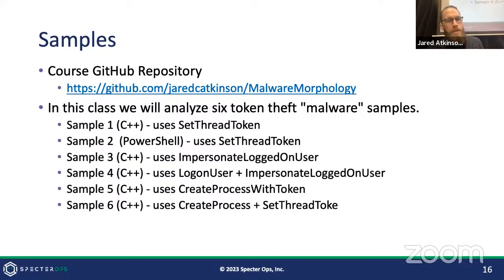And so what we're going to do is look at 6 different samples that ostensibly do the same thing. They all steal a user's token, right? But they do them in slightly different ways, right? And we're going to go through a process which allows us to analyze them morphologically, which then allows us to compare and contrast how they're different or how they're the same.